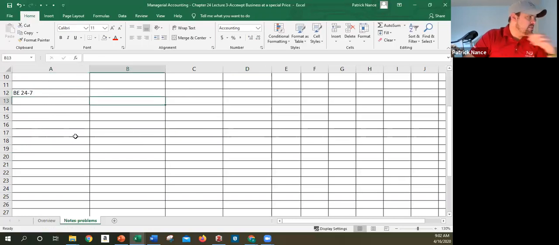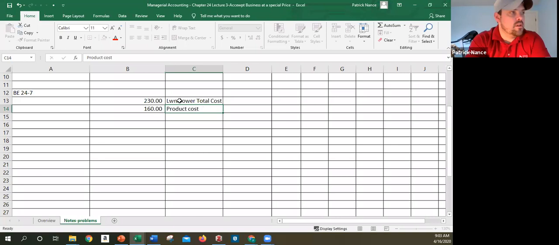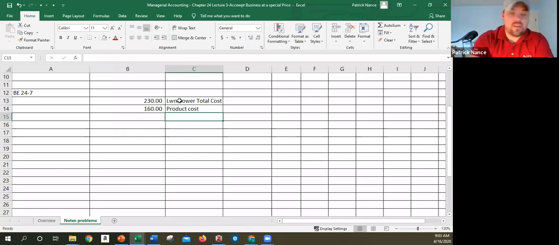So now 24-7. Okay, 24-7 says Green Thumb Garden Tools produces and sells home garden tools. The lawnmower has a total cost of $230, of which 160 is product cost and $70 is selling and administrative.